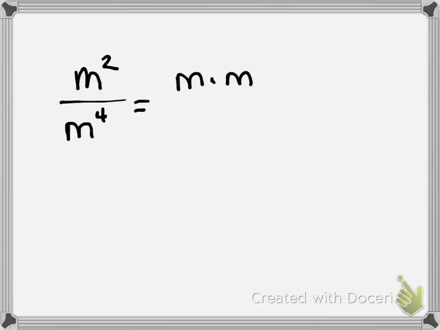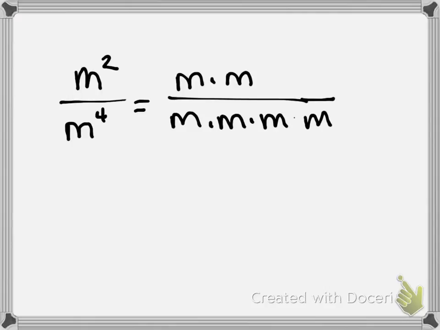So for instance, if we had m squared over m to the 4th, if we expanded that out, it would be m times m over m times m times m times m, and 2 pairs of m's will cancel, leaving a 1 in the top and 2 m's on the bottom. And if you remember, when you have exponents and you're using division, you will subtract. 4 minus 2 is 2.